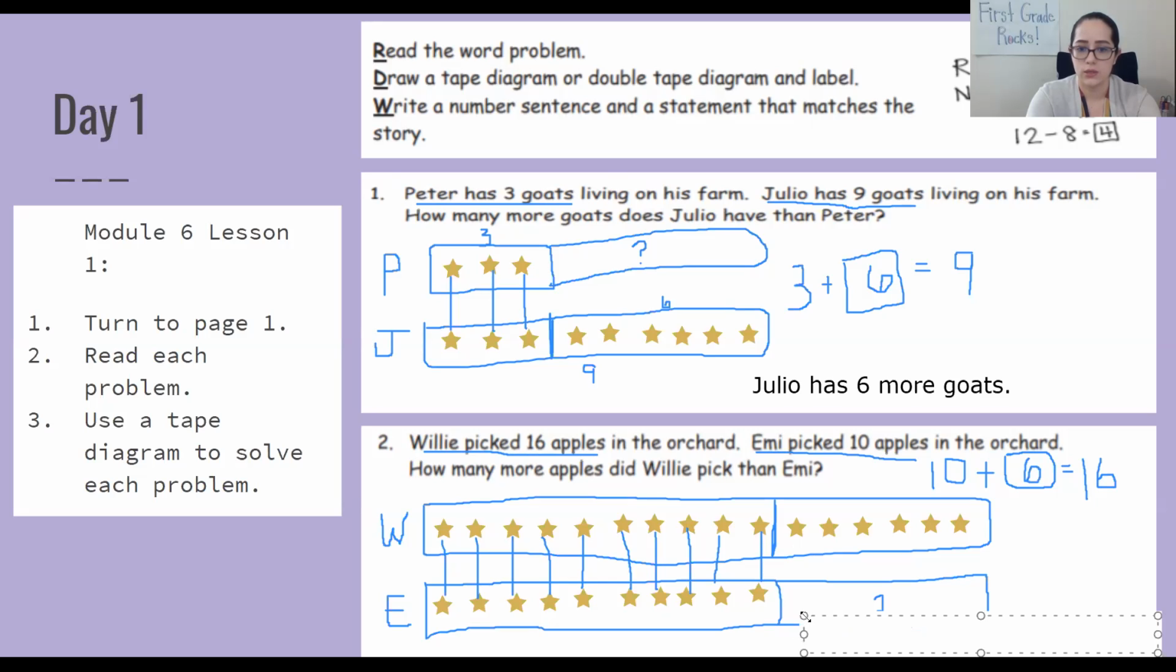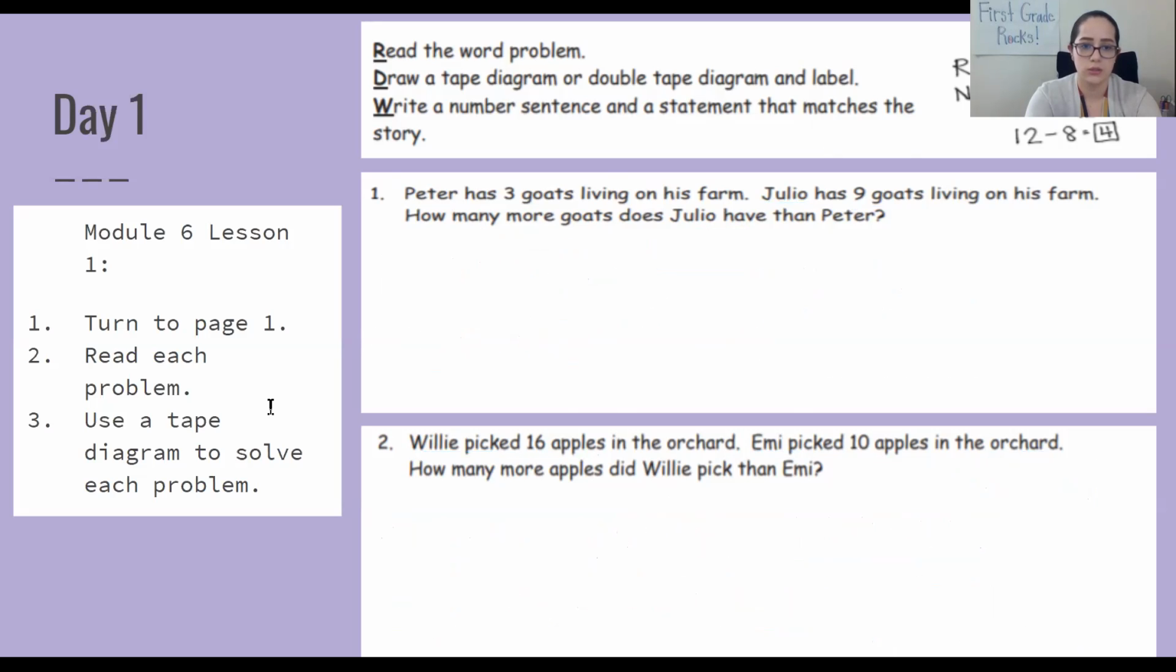Okay, so I'm going to squeeze my number sentence here. I'm going to say Willie picked 6 more apples. Okay. I'm going to go ahead and clear this screen to move on to the next page.